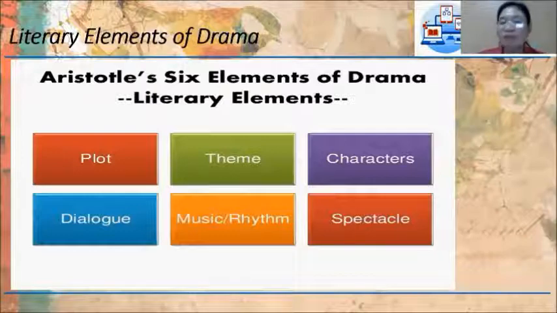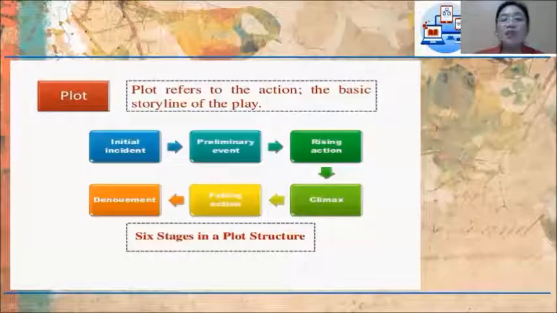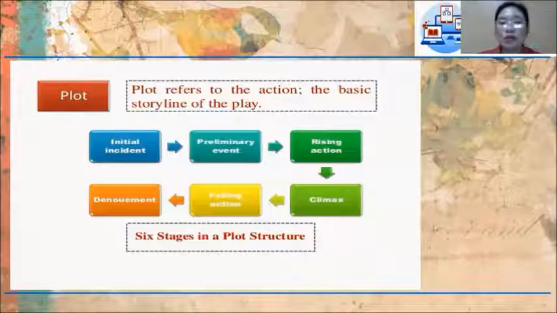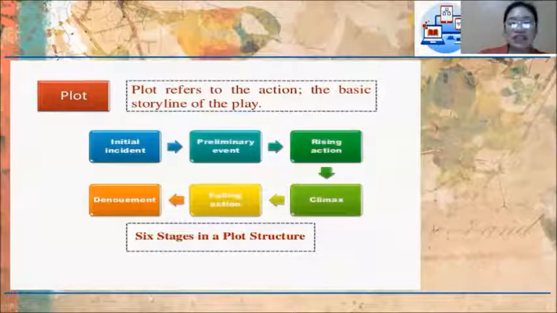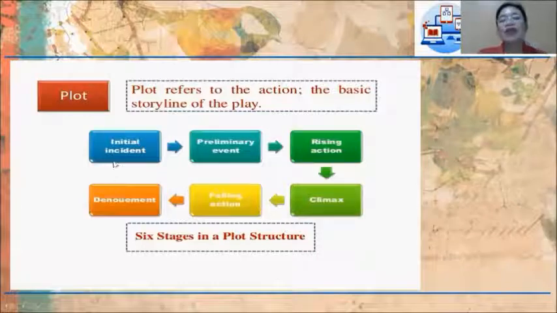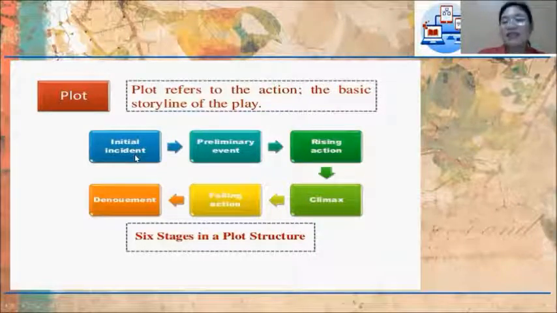Now, what is a plot? Now, plot, as we all know, refers to the action. The basic storyline of the play. So the storyline of the play is called plot. Now there are six stages in a plot structure. So we have initial incident or the beginning of the plot, and we have also the preliminary event.